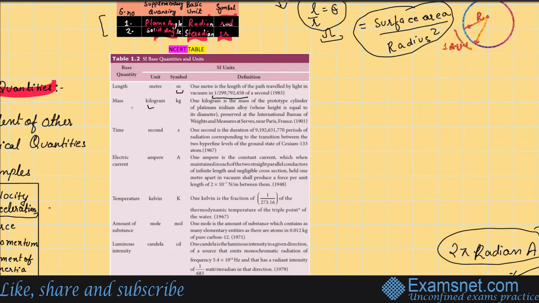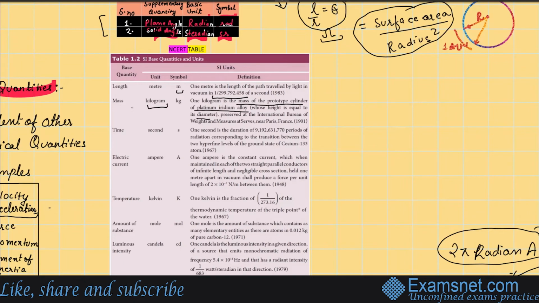How did somebody define the kilogram? 1 kilogram is the mass of the prototype cylinder of platinum-iridium alloy, whose height is equal to its diameter, preserved at the International Bureau of Weights and Measures at Sèvres near Paris, France. So this is how 1 kg was defined. That's again not that important. This is the history of these fundamental units.